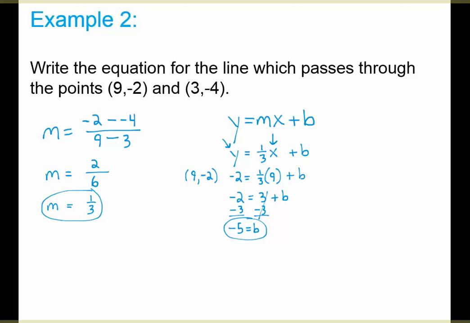Now I'm just going to combine the information. And that brings me to my equation. Y equals 1/3 x minus 5. So positively sloped, gradually sloped, and crossing the y-axis at negative 5.